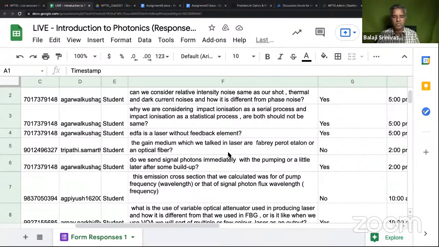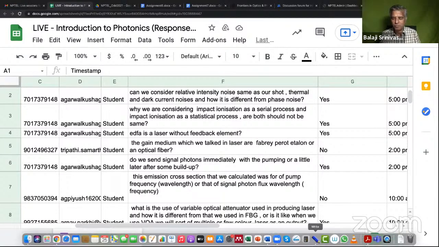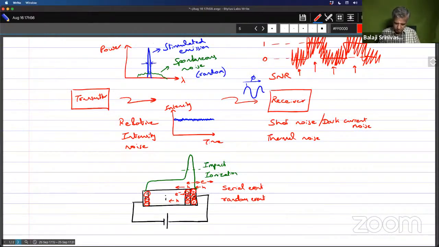So the gain medium which we talked about in laser are Fabry-Perot or an optical fiber. I think the question is maybe not framed correctly. Maybe what is being referred to is actually the experiment that was done a few weeks ago when we were talking about lasers. We were actually having a ring cavity, right? So if I just go back and try to draw that.